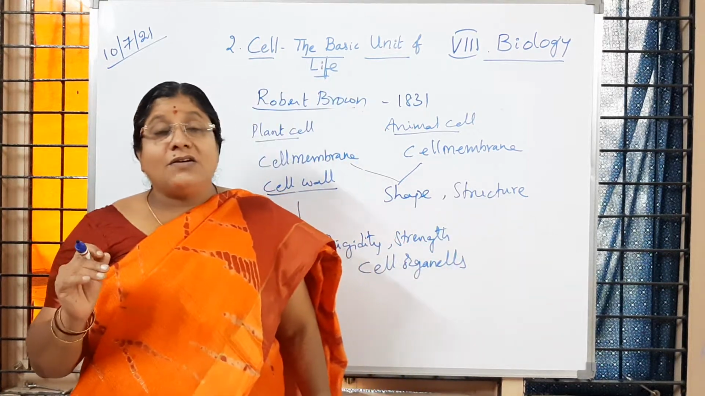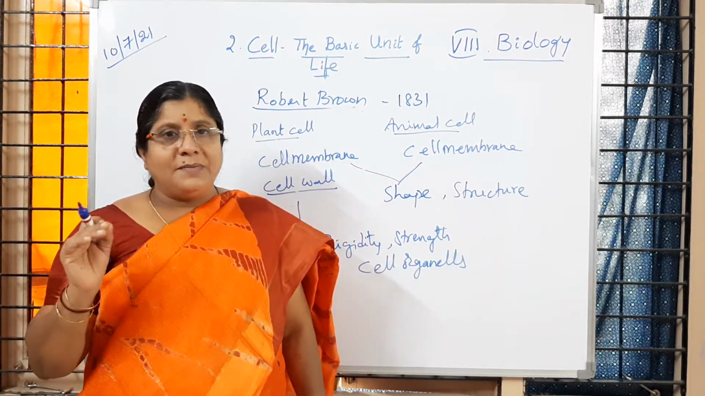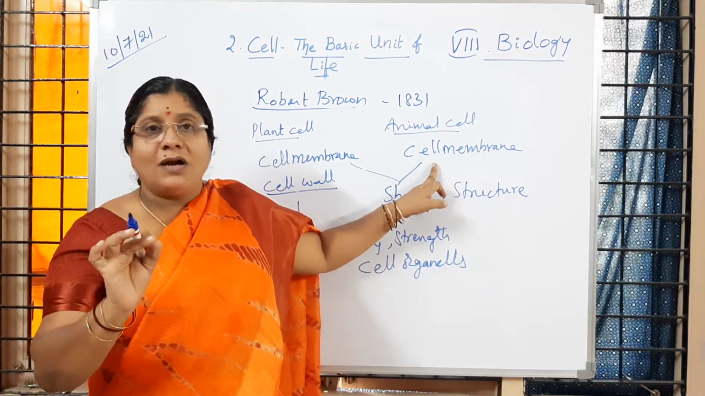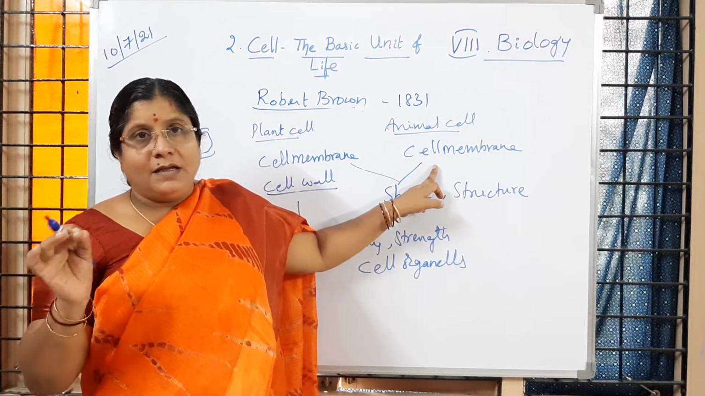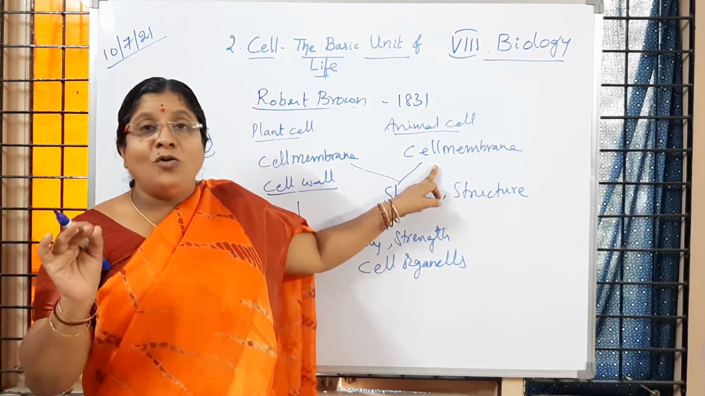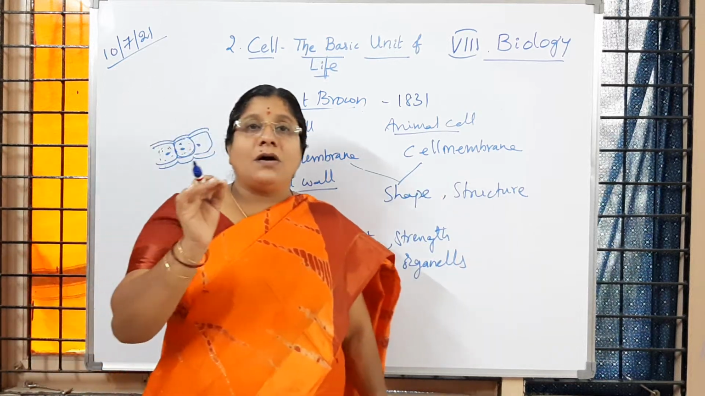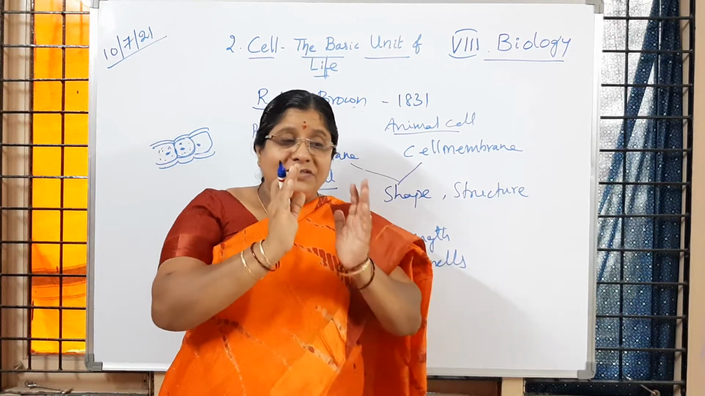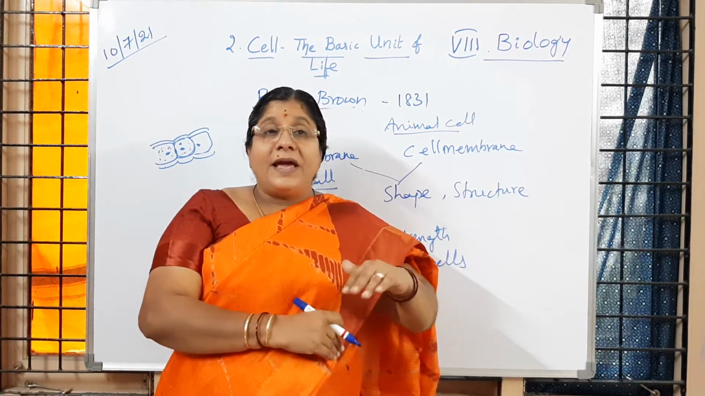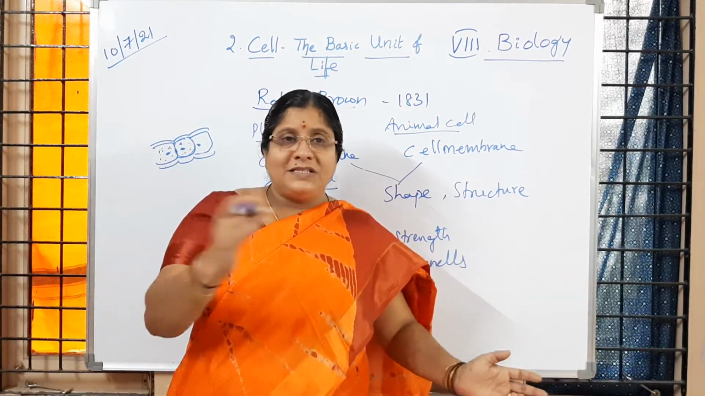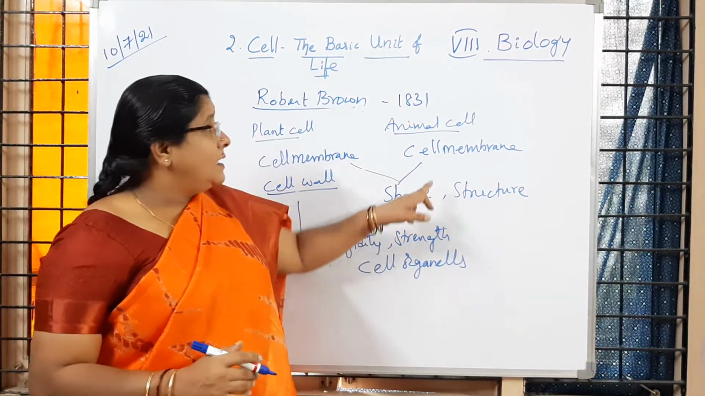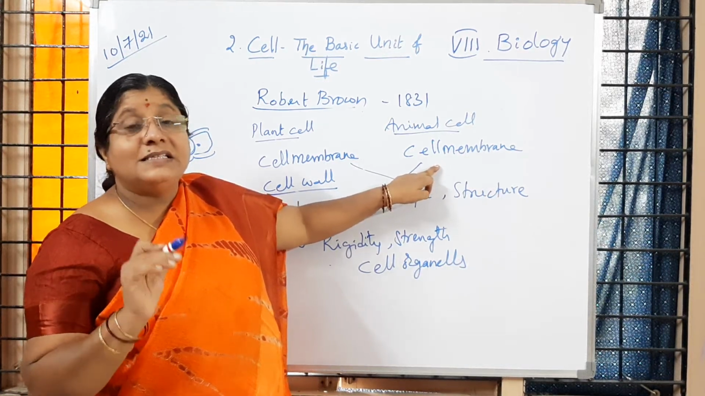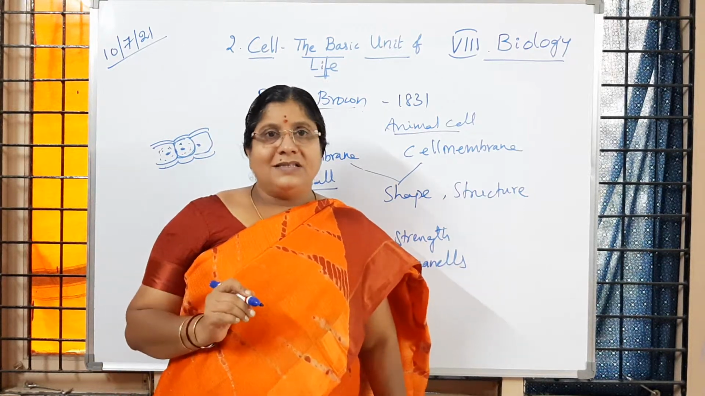That's why it is called a selectively permeable membrane. What is a selectively permeable membrane? The cell membrane is called the selectively permeable membrane. Selectively permeable means it selects how much quantity of materials should be present inside the cell. That much will be present inside the cell, and if there is excess, it is sent out. How much is needed, that much enters. That's why the cell membrane, also called the plasma membrane, acts as a selectively permeable membrane. Is it clear to children?